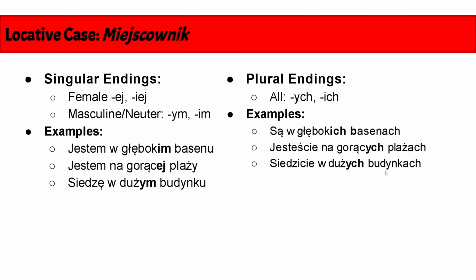Siedzicie w dużych budynkach. Budynek is masculine, we've already established. And dużych has to take the ending of the masculine in the miejscownik plural. So instead of duży, we would have dużych. Siedzicie w dużych budynkach. And with that, that is the end of all the cases and how these adjectives relate to the nouns.